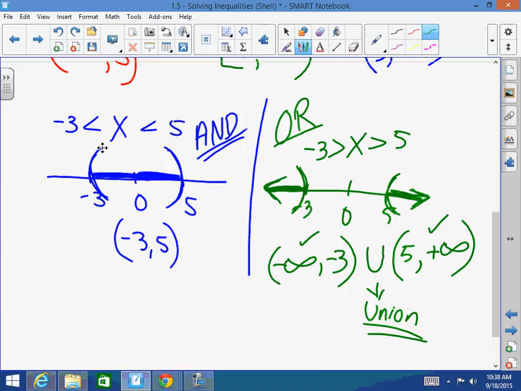No, you never read from negative 3. It's always from the variable. This is x is greater than negative 3. You always read from the variable. Always.